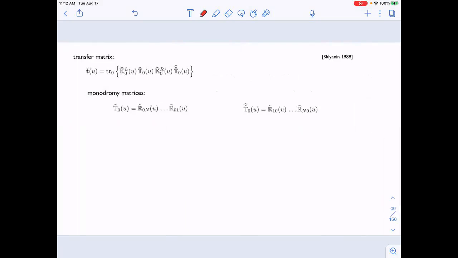And this one with a hat is again n copies of the R matrix, but now written in the reverse order, and also the indices are permuted, right? Instead of 0n, we have n0. So K_R, I already told you about before, and then this K left is related. This is a left K matrix, related to the right one in a simple way, and this M is some simple diagonal matrix.